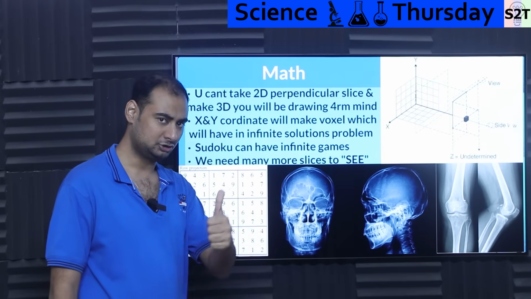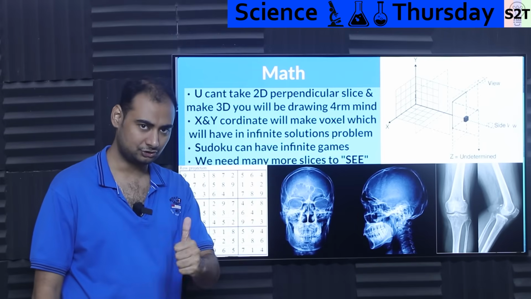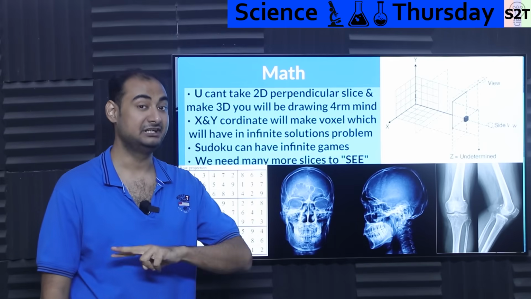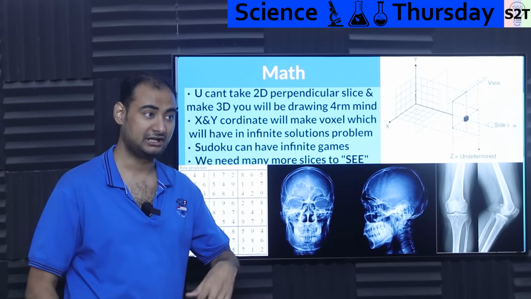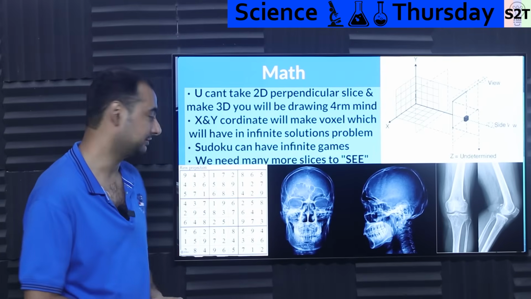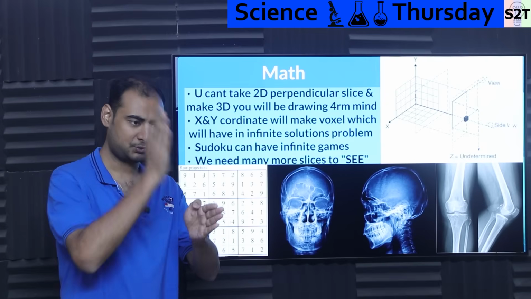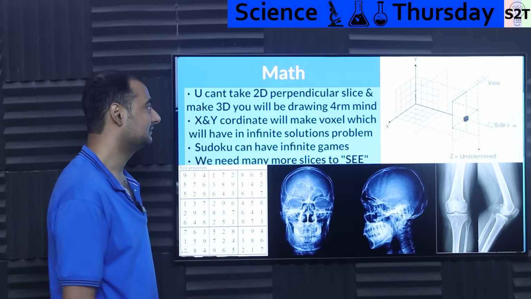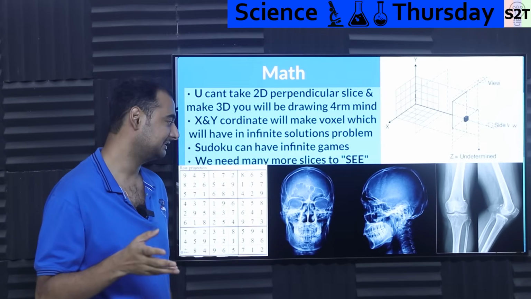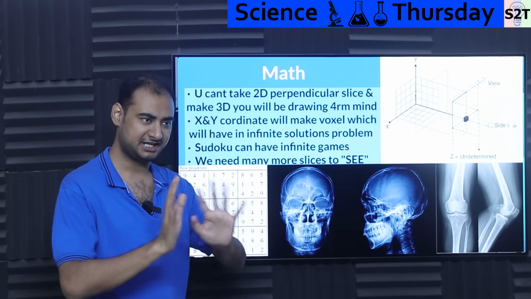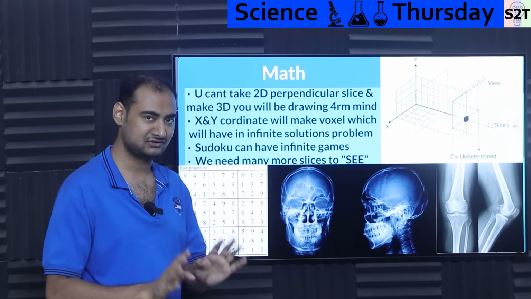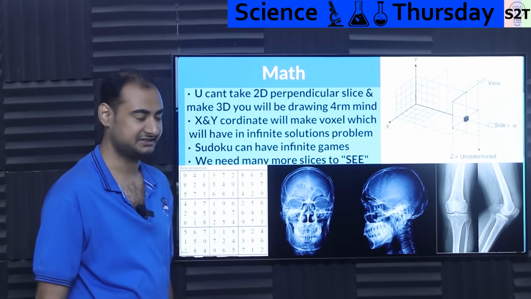So the slicing idea, good. Creating voxels, good. But you can't do it with two. You need many, many, many more. And the more resolution you want, the more slices you have to do. So that's why we need multiple slices. That's the mathematical part. Do not let anybody convince you, oh, we can just use AI and all that. No, math does not allow that. You have infinite possibilities here.